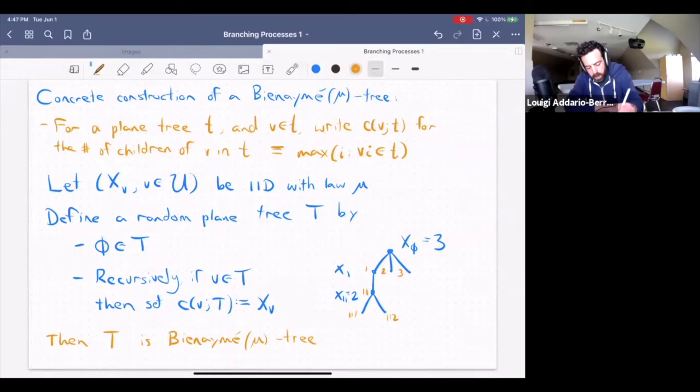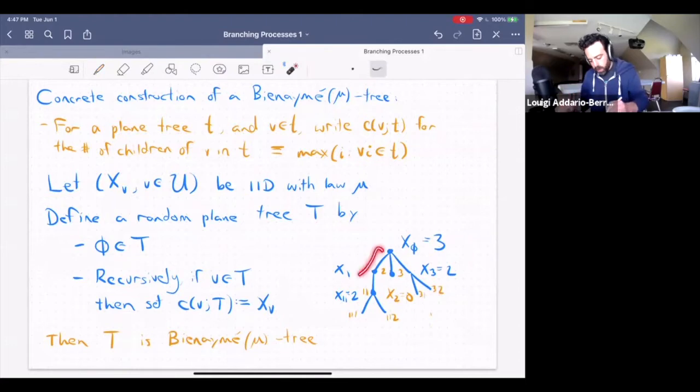And, you know, maybe X2 is 0. So this child here has no children of its own. X3 is 2. So we put (3,1) and (3,2) into the tree, and so on and so forth. Okay, so I actually was just exploring this tree in something like a depth first search manner, which will come up later as well.